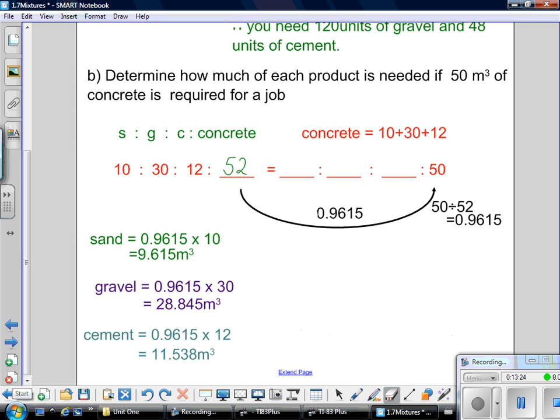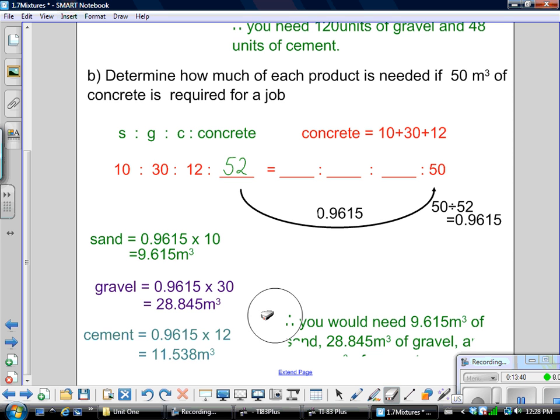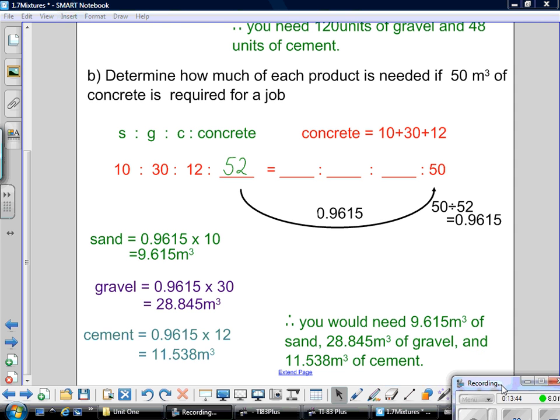Okay, so this question was very similar to the bronze question in the sense that the items added together created something else. So to finish this question off, we also need to have a therefore statement, and therefore you would need 9.615 cubic meters of sand, there's your gravel, and there's your cement.